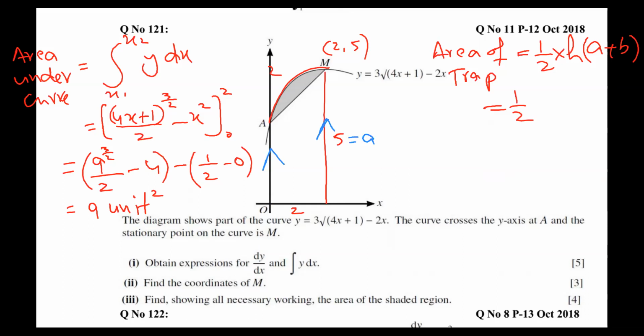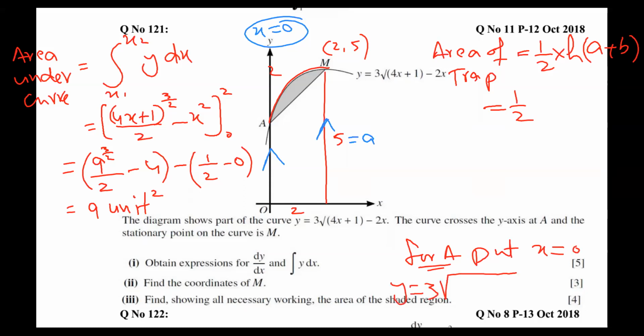You know this curve is intersecting the y-axis at A, and on the y-axis x is always 0. So when I put x equal to 0 in this equation, I get the coordinates of A. For A's coordinates, put x equal to 0 in the equation of the curve: y equals 3 root of (0 plus 1) minus 2 times 0. Ultimately I get y equal to 3. So b equal to 3.